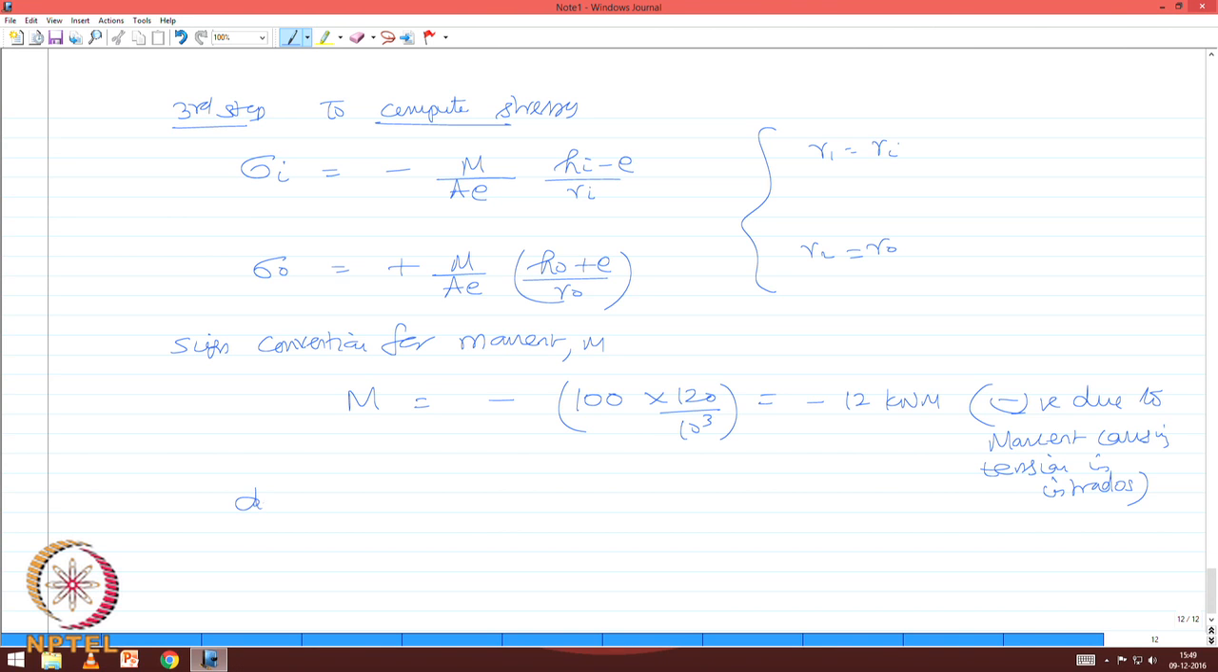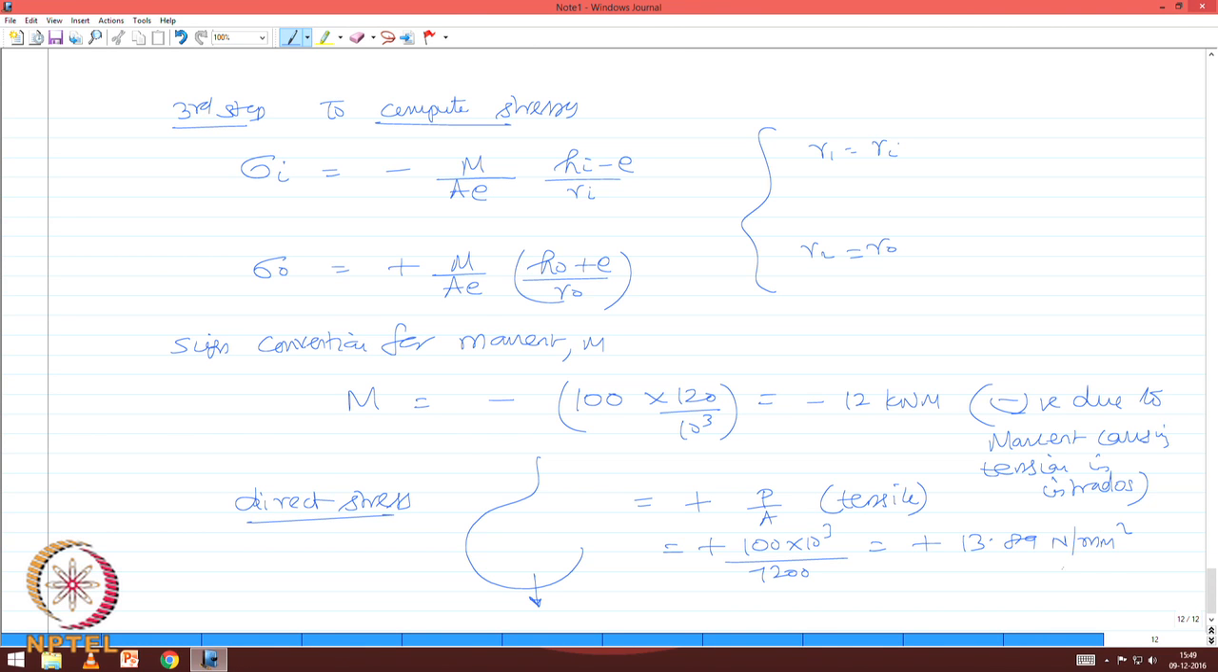We can also find the direct stress. Look at the figure. I have a hook and it is pulling, therefore, this is going to cause tension. The direct stress will be now positive P by A, positive because it is going to be tensile, which is going to be plus 100 10 power 3 by area of the trapezium, which is 7200, which is going to be plus 13.89 Newton per millimeter square, which is tensile.